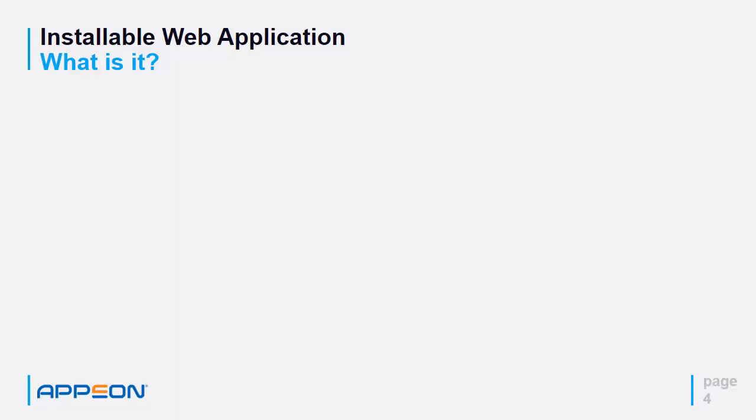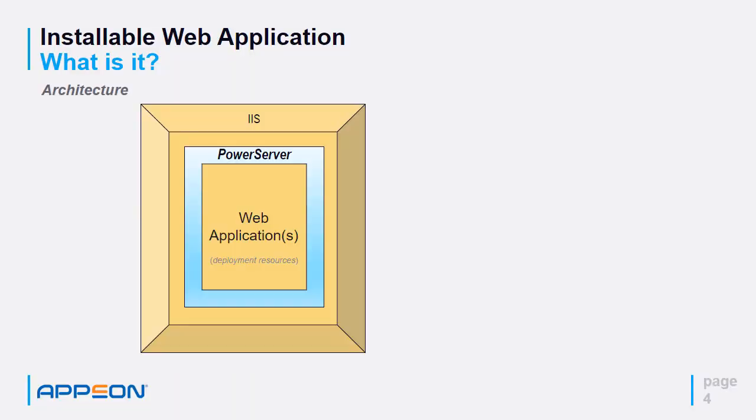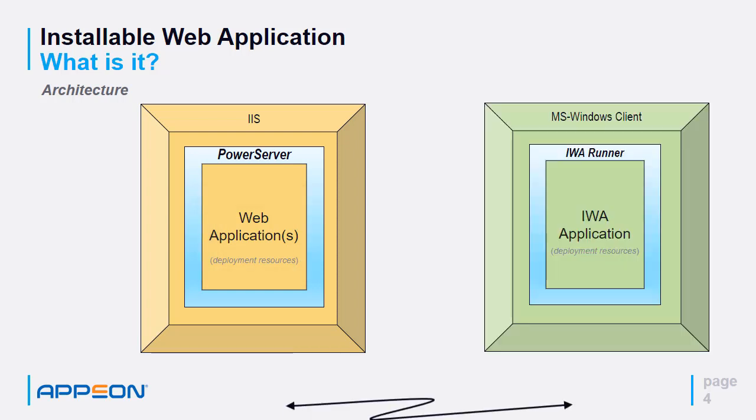Installable web application, what is it? Well, first of all, let's have a look at the overall architecture. In this diagram on the left, you can see that PowerServer has been installed underneath IIS because it's the .NET flavor. Your PowerBuilder applications have been deployed to PowerServer and ready as a web application, and they can be run in any standard Microsoft Windows browser.